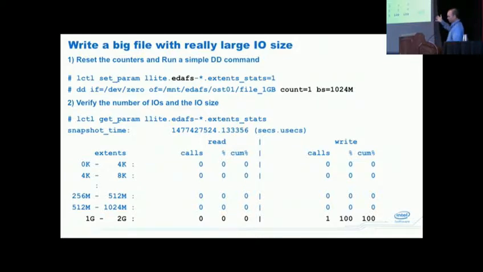And again, just another example, a single count writing a gig, and you'll see again in the extent stats, we see 1 call, and that's 100% of your writes. Excuse me.